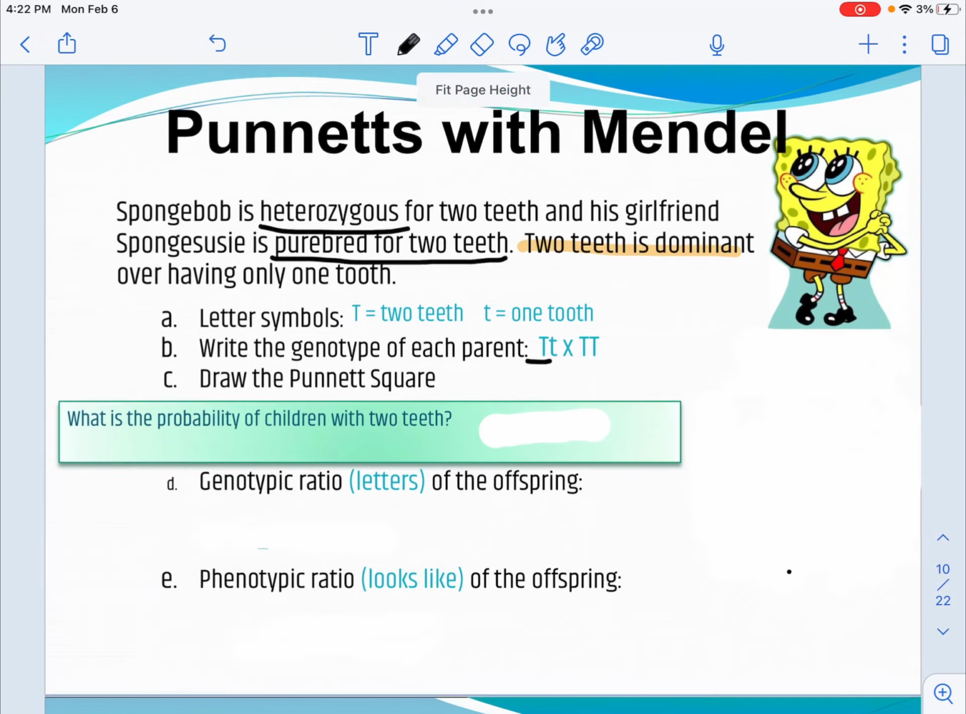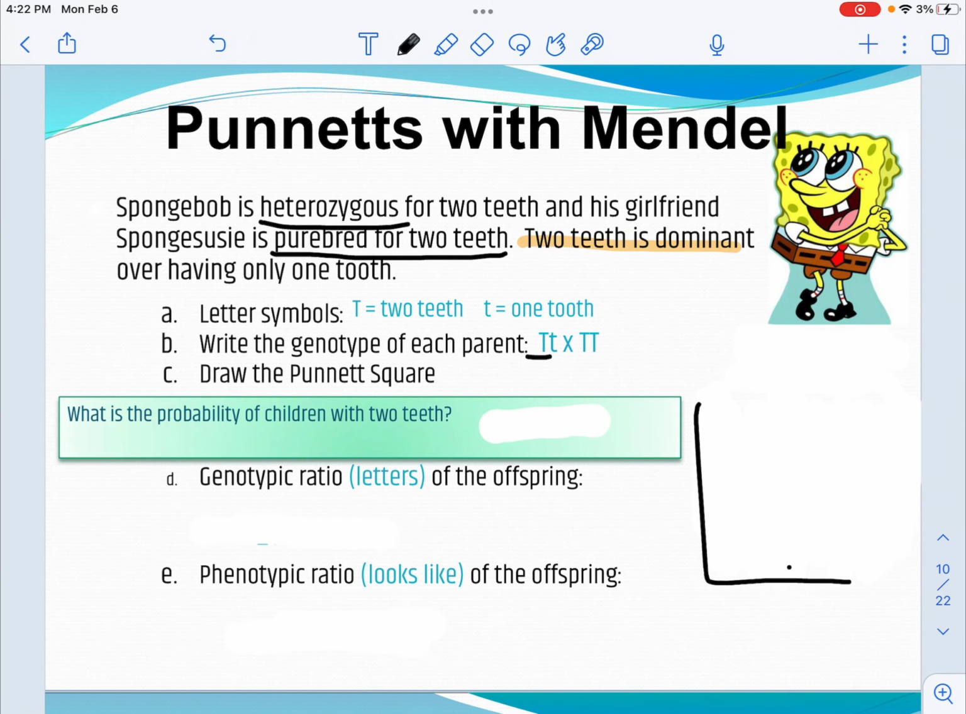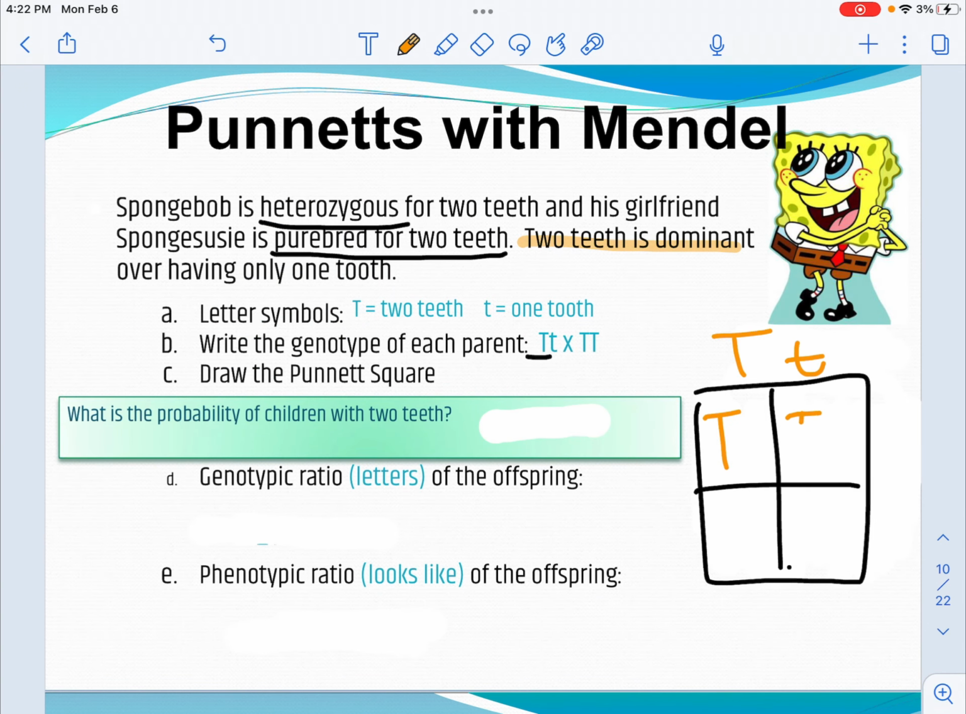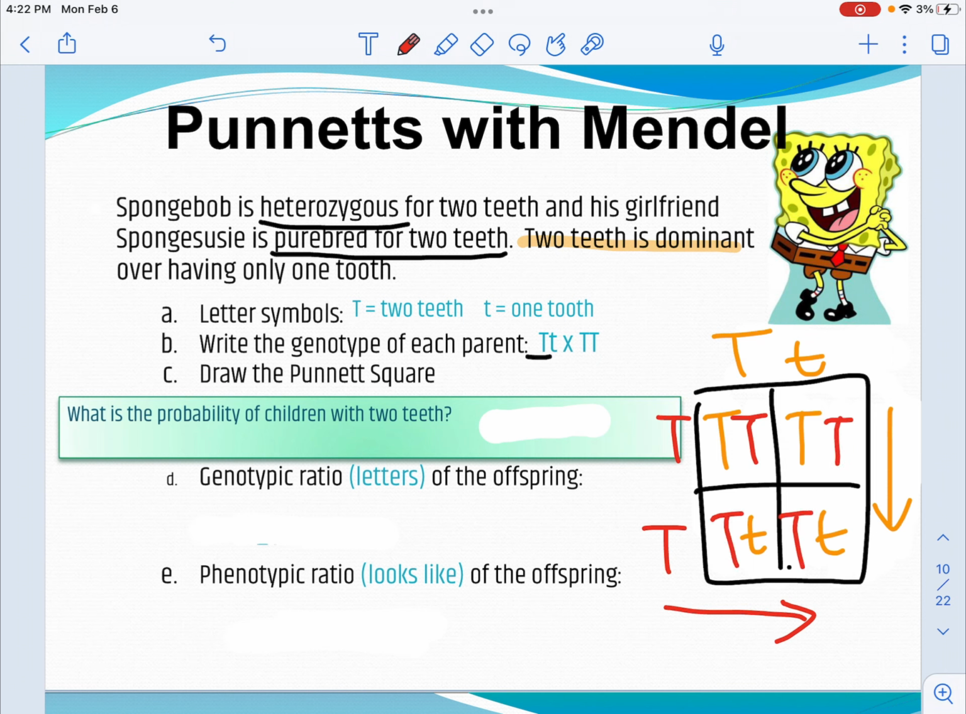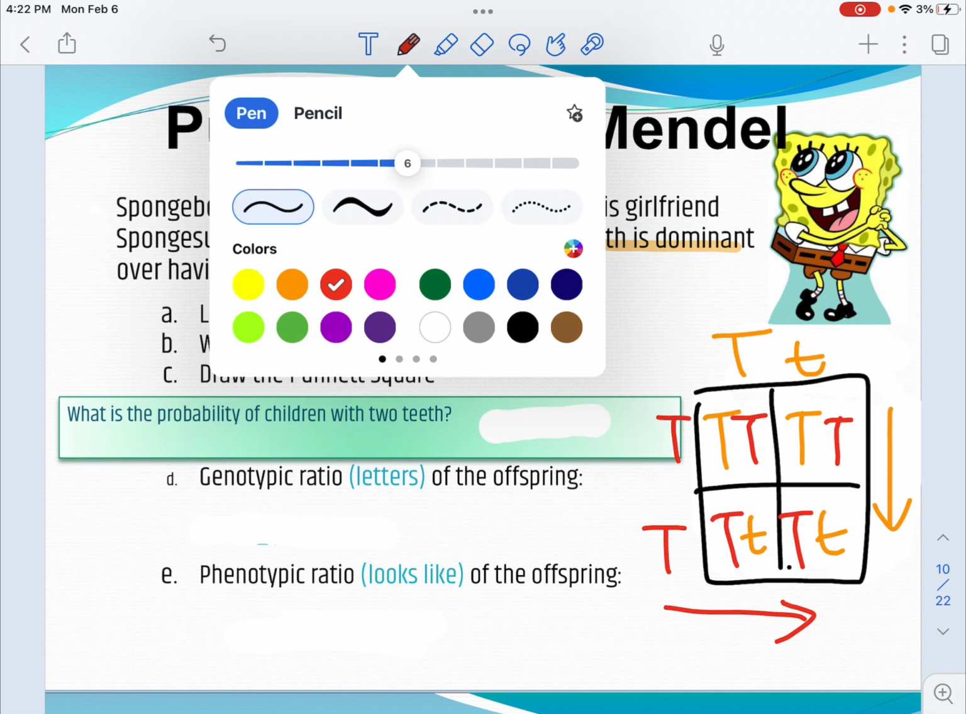Let's draw our Punnett square here. Doesn't matter what parent you put on top. I'm just going to put SpongeBob on top and bring, again, anything that's on top is going to come down. Anything on the side, which in this case is going to be Sponge Susie, is going to come over. And there is our resulting Punnett square.